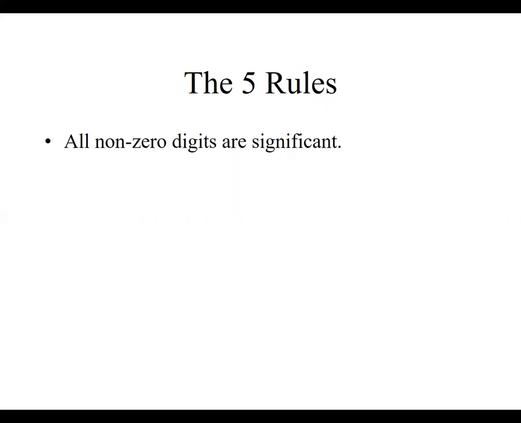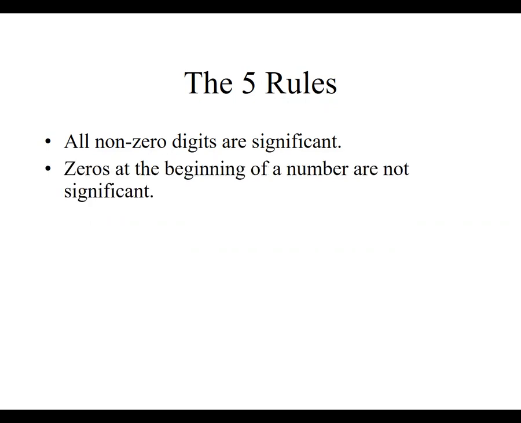So all the uncertainty, or all the confusion, comes in when there are zeros, because sometimes they're significant and sometimes they're not. So the following 4 of these 5 rules will deal with how to handle the zeros. The first rule, very easy: all non-zero digits are significant. But what if your measured number contains some zeros?